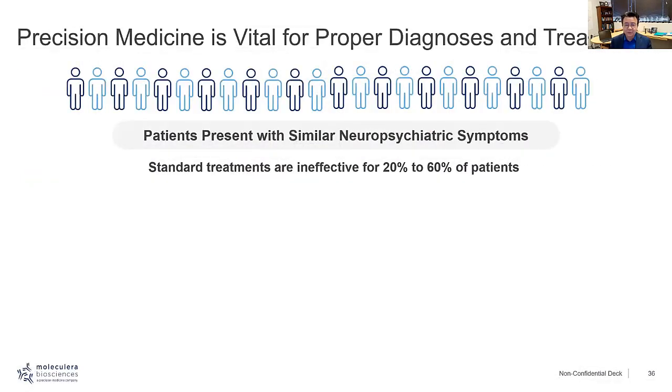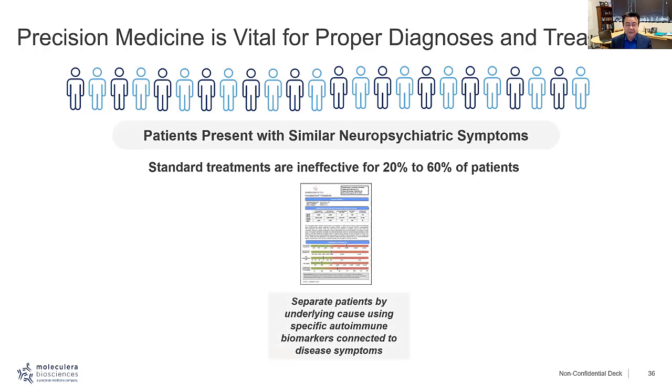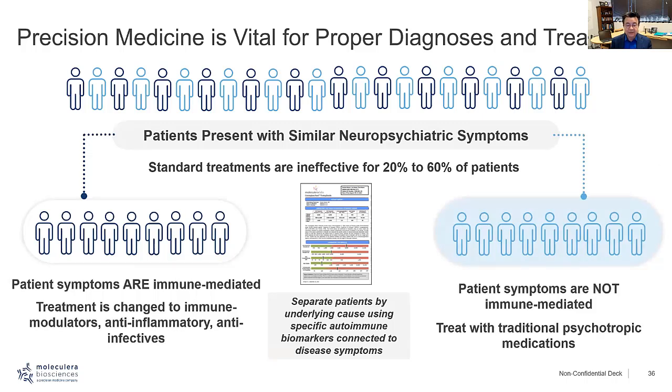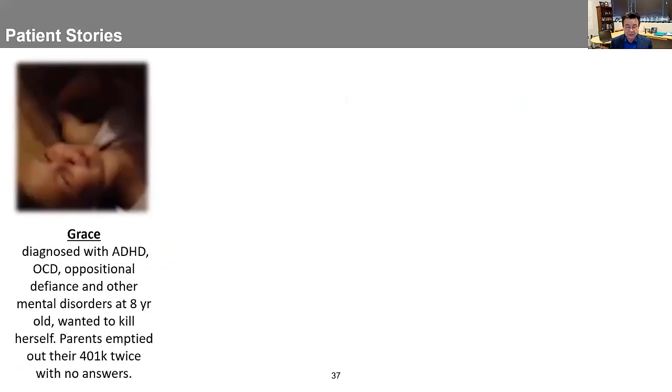So the goal of precision medicine is really to take patients presenting with heterogeneous symptoms caused by different underlying reasons and separate them into categories in which they are either immune-mediated or they're not. And in this case, then, patients that are immune-mediated can be treated with immune modulators, anti-inflammatory, anti-infective agents, and anti-infectives.